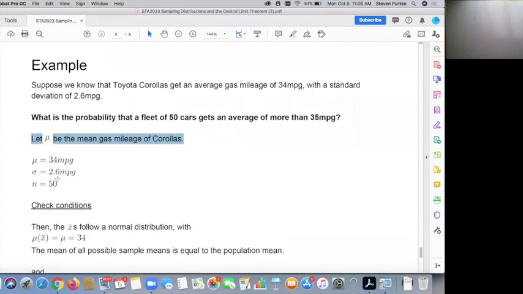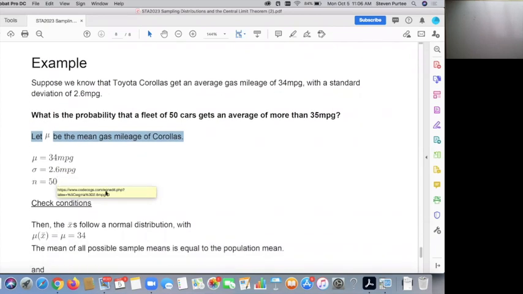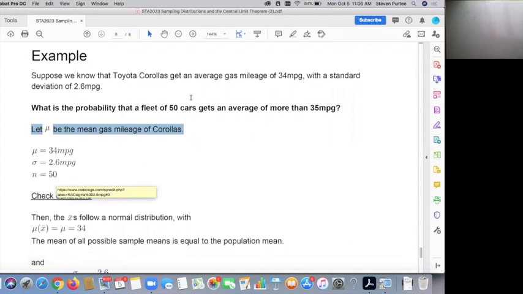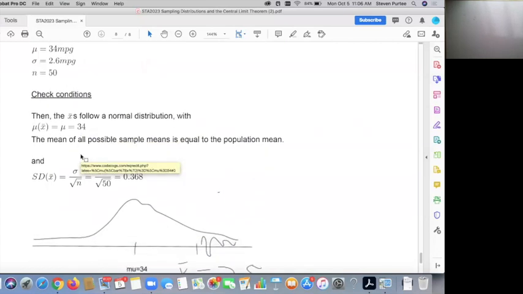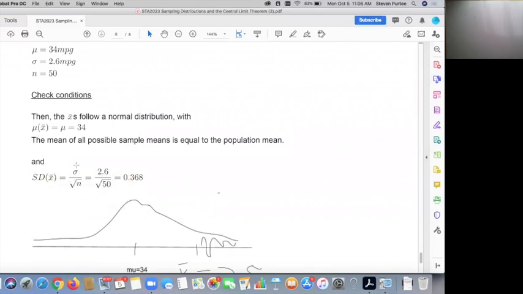Now we're supposed to check all those conditions. I'm not going to bother checking the conditions here, but if you check them, as long as we do a good sample here, as long as this fleet of 50 cars looks like the whole population, then as long as we meet those conditions, all possible samples of size 50 have averages that follow a normal distribution. And the average of all sample averages is 34. And the standard deviation is sigma divided by square root of n. We get this tiny little number here.